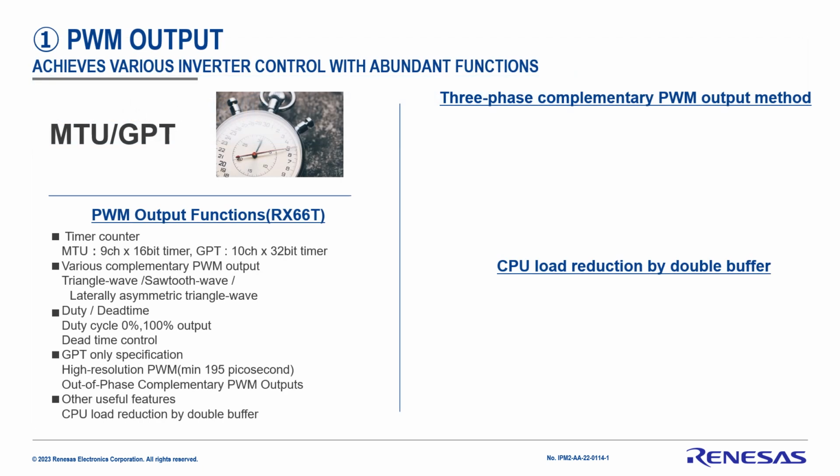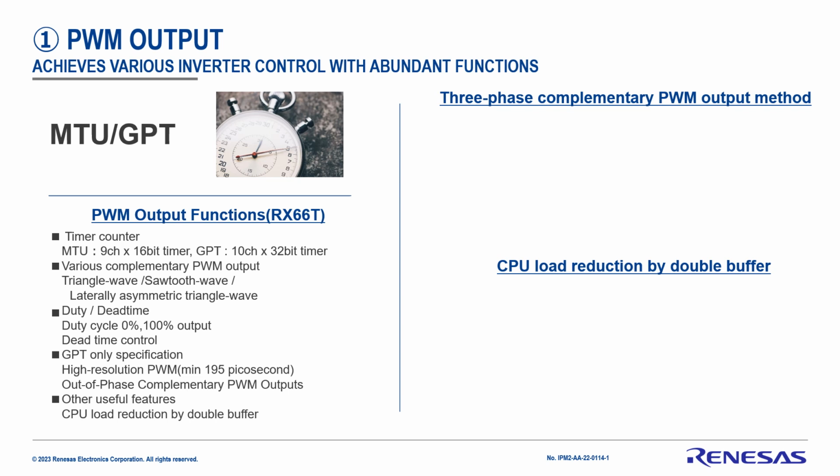RX MCU has 2 high-performance timers, MTU and GPT, that could control PWM output. MTU is a high-reliability timer with a long track record used in the SH-MCU family. GPT is, in terms of functionality, a MTU timer with extended functions. The timer counter of MTU and GPT are 16-bit and 32-bit respectively. Both timers could output various complementary PWM waveforms required by inverter control. Furthermore, they can output 0% and 100% duty PWM and dead time control.